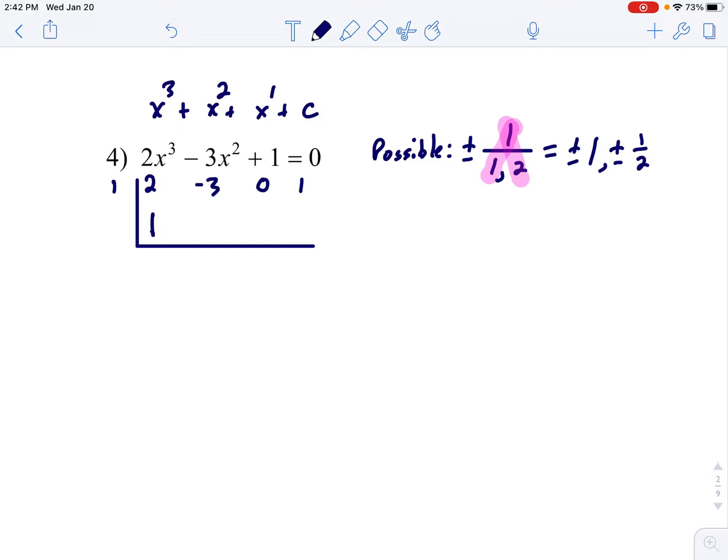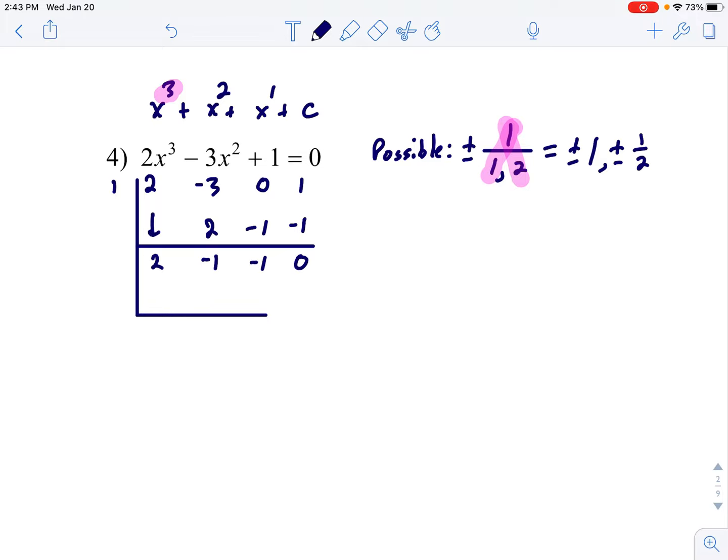Okay, so now we need to start testing our possibilities. Let's do positive 1. Bring down a 2. 1 times 2 is 2. Negative 3 plus 2 is negative 1. 1 times negative 1 is negative 1. 0 plus negative 1 is negative 1. 1 times negative 1 is negative 1. 1 minus 1 is 0. That worked. So we've got 1 of our 3 answers found. Let's find another.